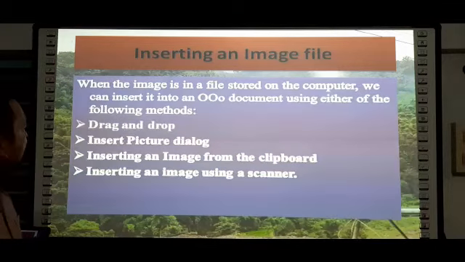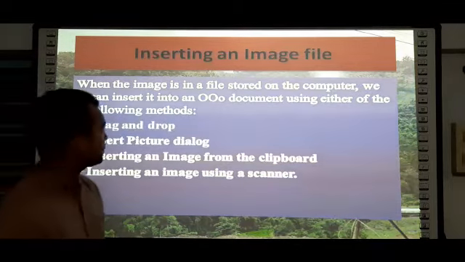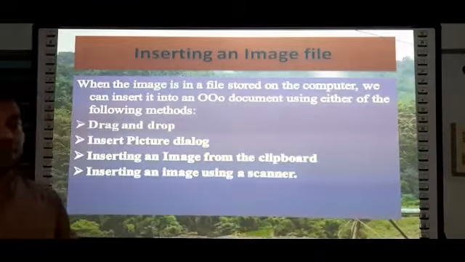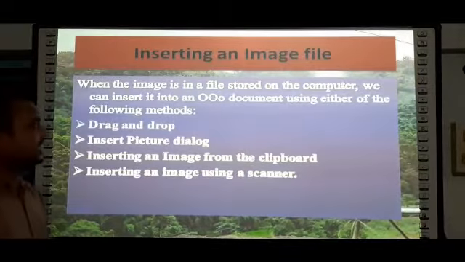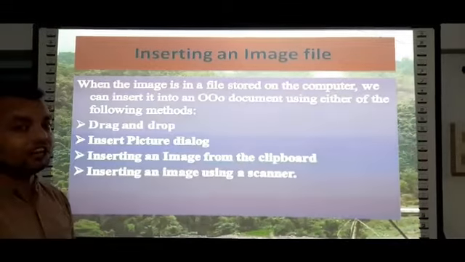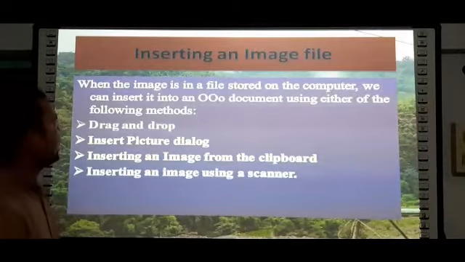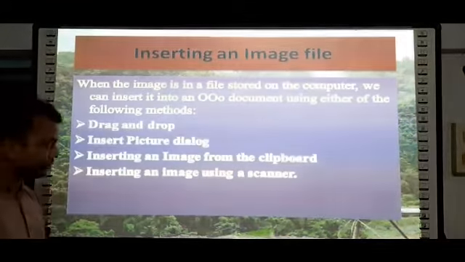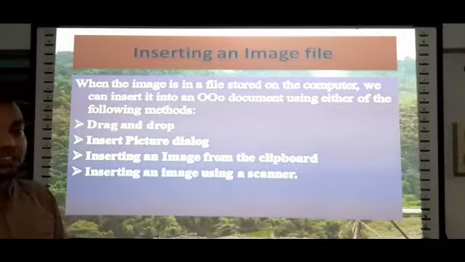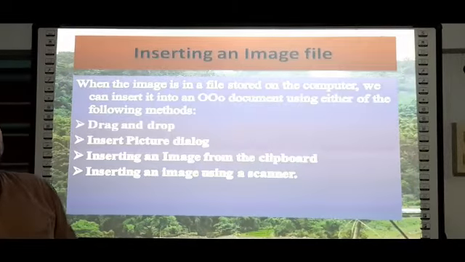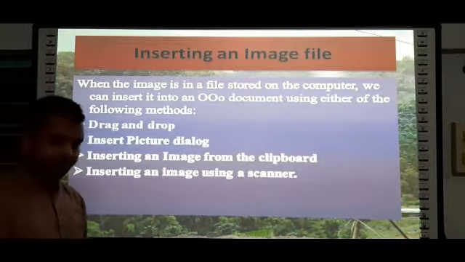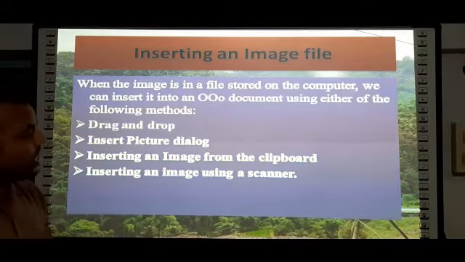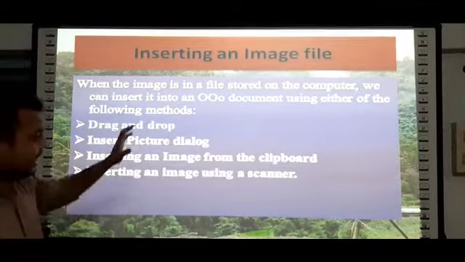When the image is in a file stored on the computer, we can insert it into an OOo document using either of the following methods. See, whenever there is an image file which is stored in our computer or our device, then there are several methods by means of which we can insert that particular image file into our OpenOffice.org document. How many ways are there? We will discuss in this.